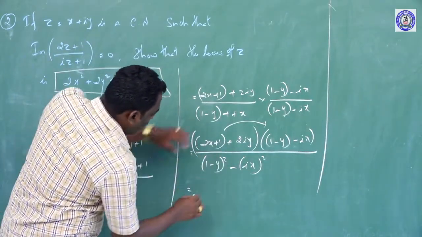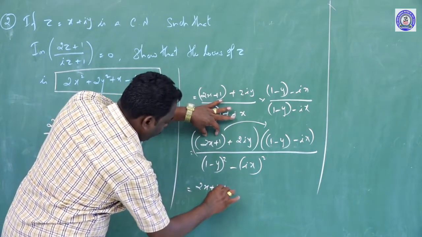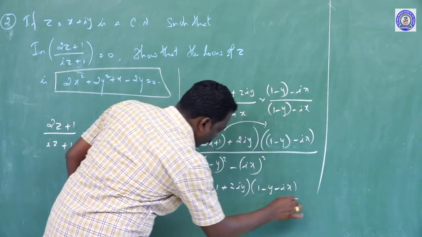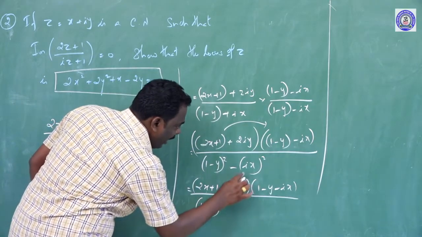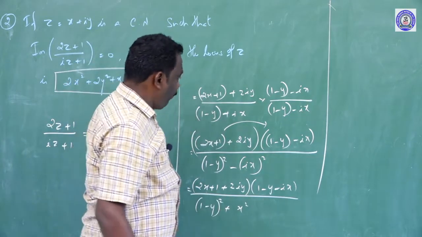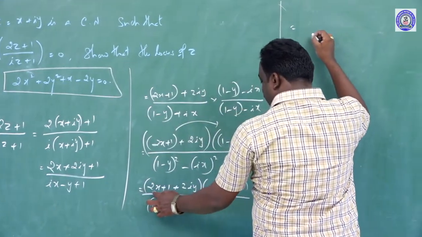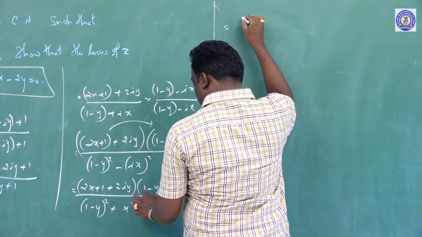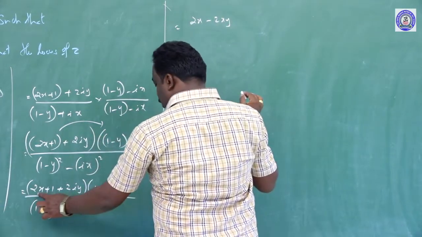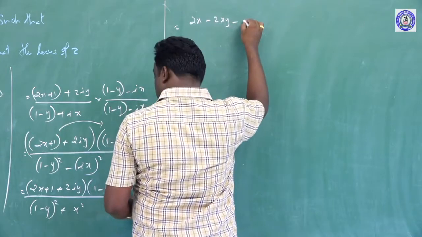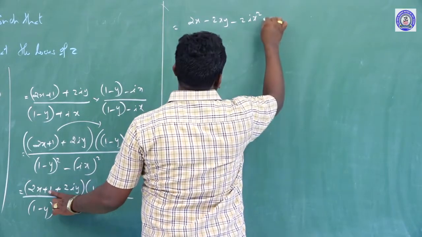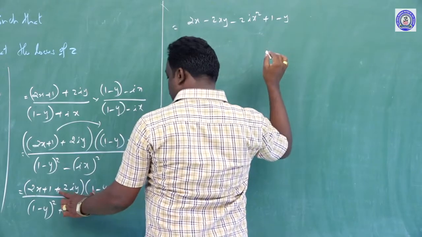That is equal to multiplying (2x + 1 + 2iy) into (1 − y − ix), over (1 − y)² − i²x², where i² equals −1, so plus x². Multiply 2x with the second bracket. 2x into 1 is 2x, then 2x into minus y is minus 2xy, then 2x into minus ix is minus 2i x², and then multiply with 1: plus 1, then minus y, then minus ix.